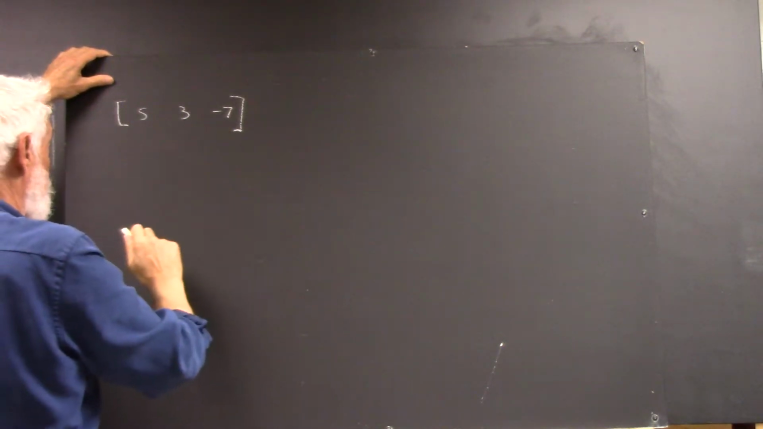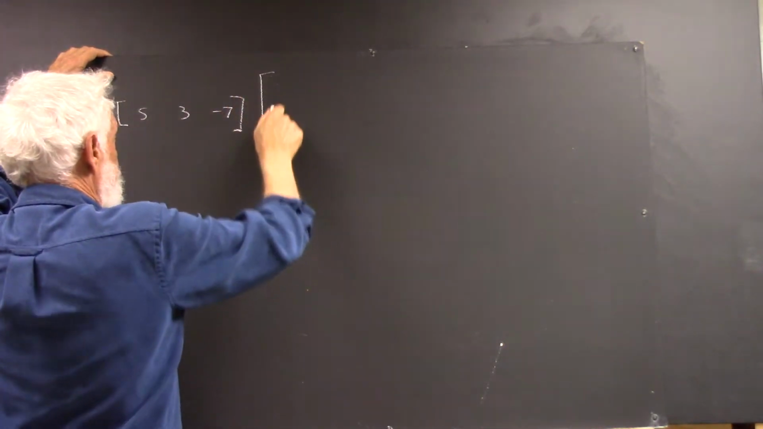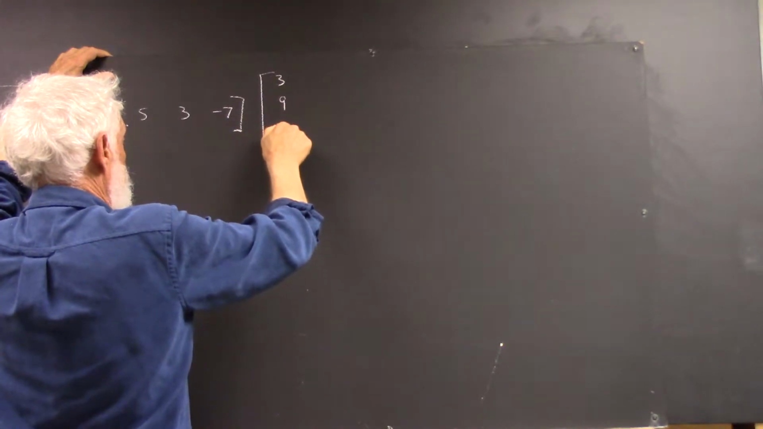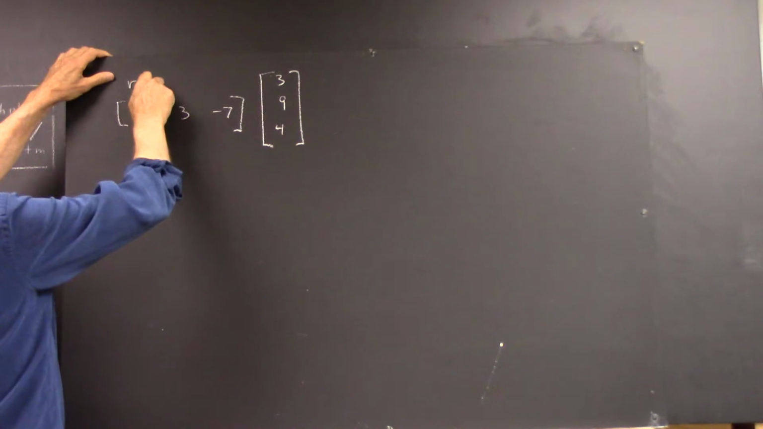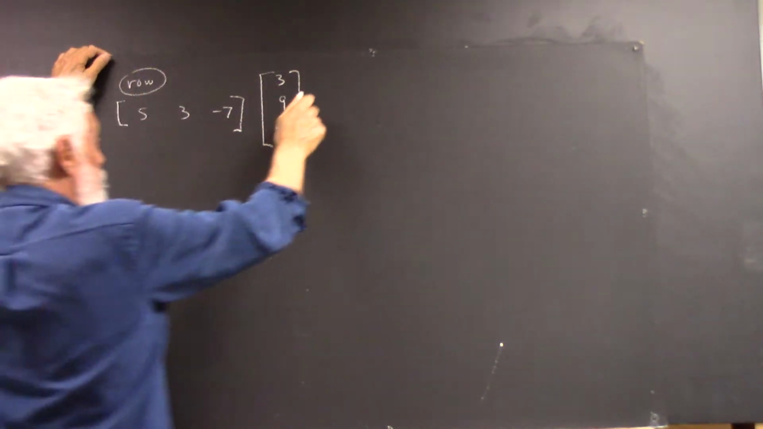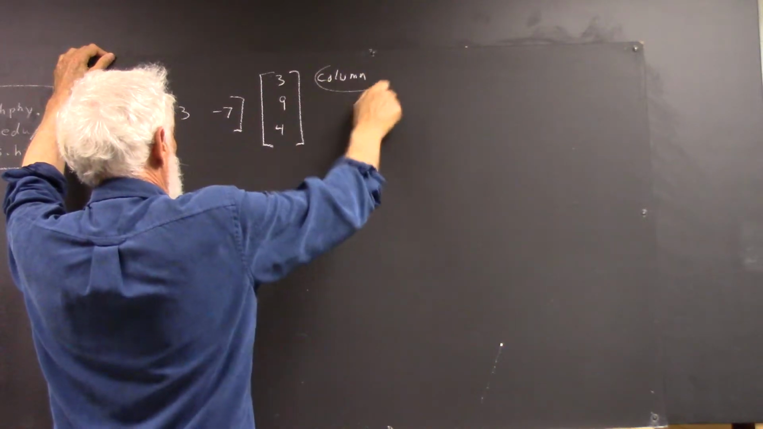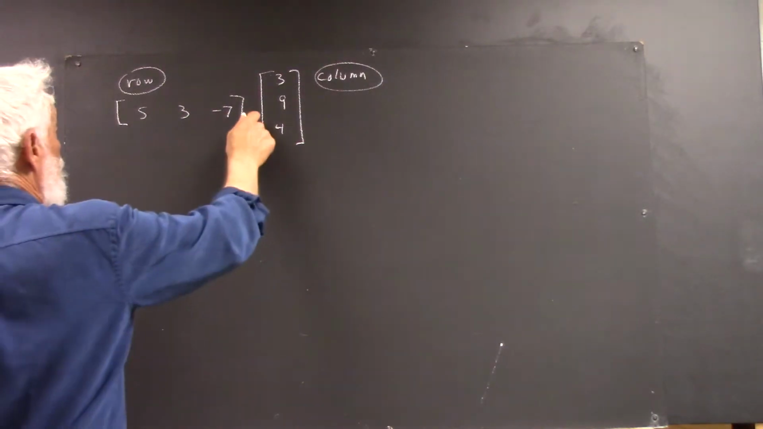This is one thing. And this is another thing. We're going to call this a row of numbers. We're going to call this a column of numbers. Okay? And we're going to multiply this row by this column.